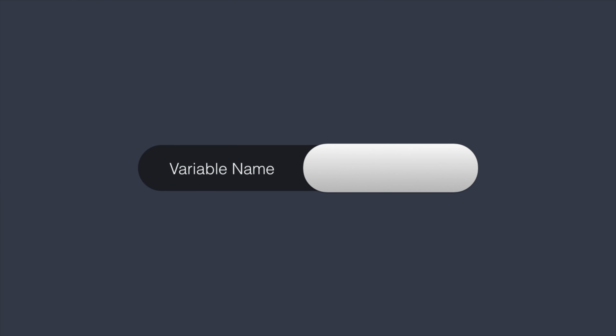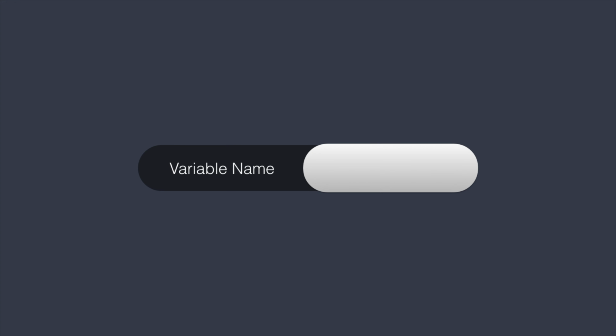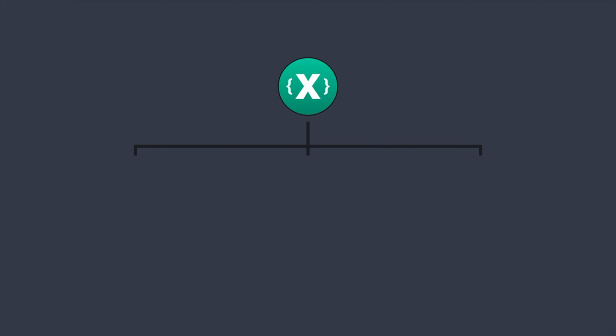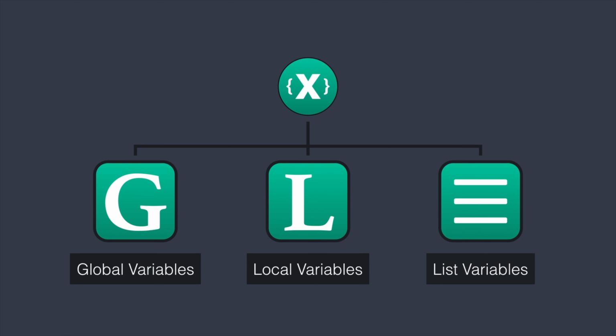A variable is nothing more than a data container identified by a name which can store a value. For example, the health of the player could be a variable with health as its name and a numeric value of 100. A variable can store different types of values, including strings, numbers, booleans, and game objects. Variables are split in three different categories: global variables, local variables, and list variables.